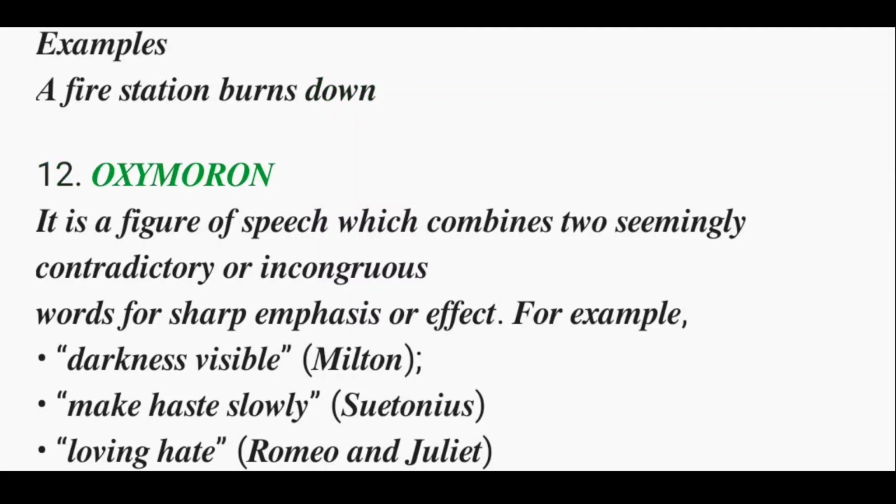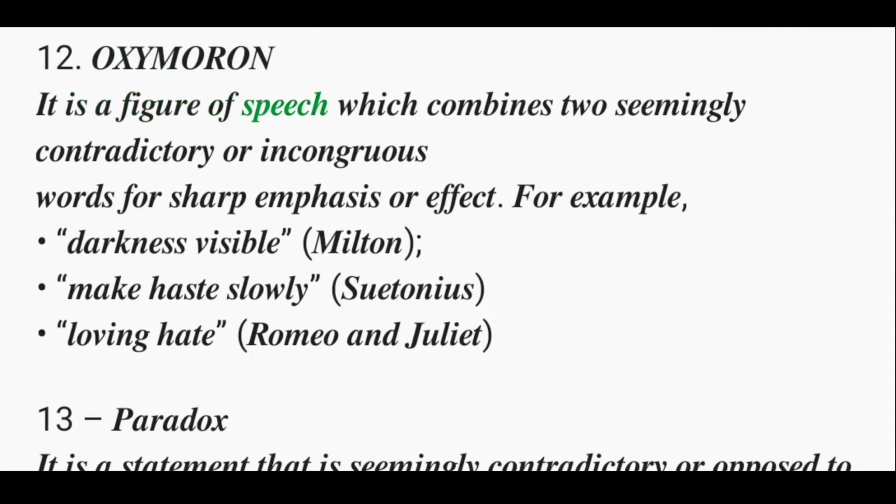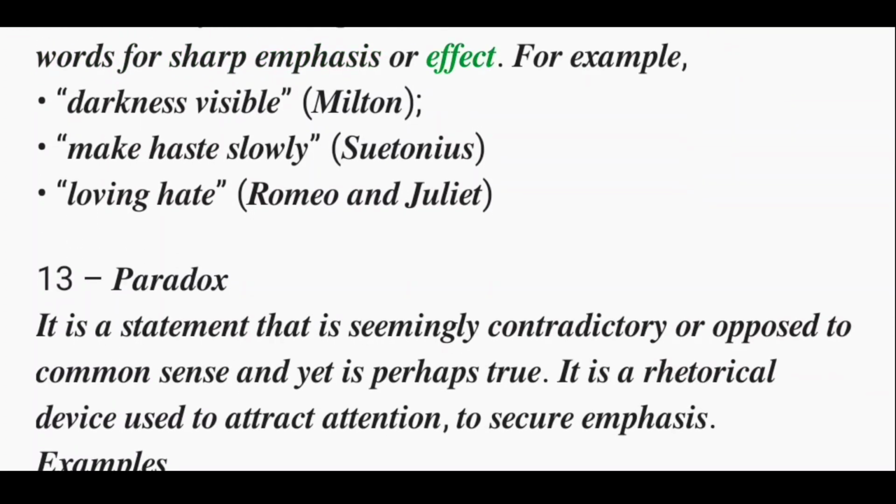12. Oxymoron. It is a figure of speech which combines two seemingly contradictory or incongruous words for sharp emphasis or effect. For example, darkness visible, Milton. Make haste slowly, Suetonius. Loving hate, Romeo and Juliet.